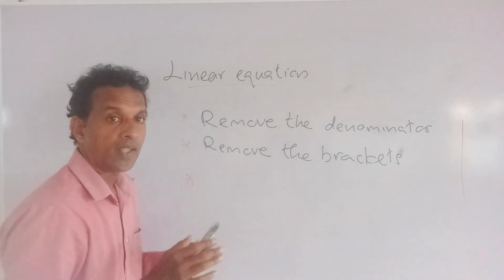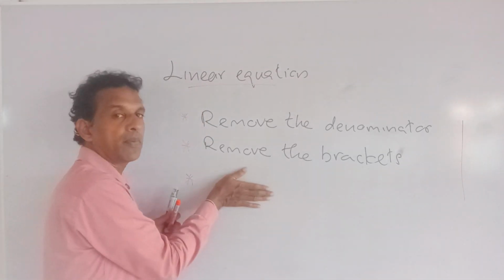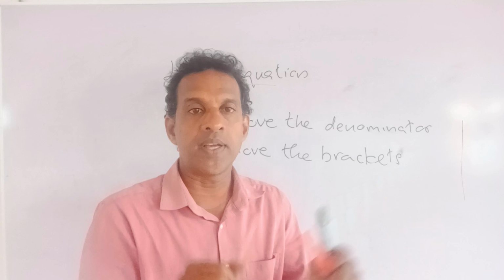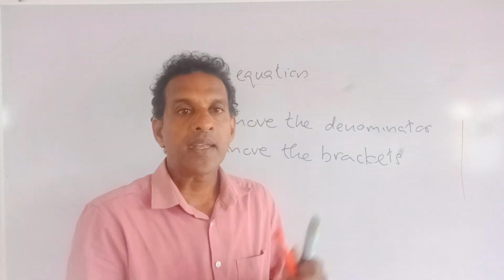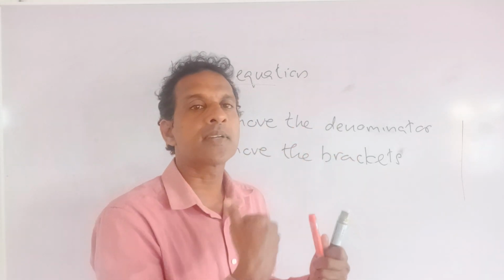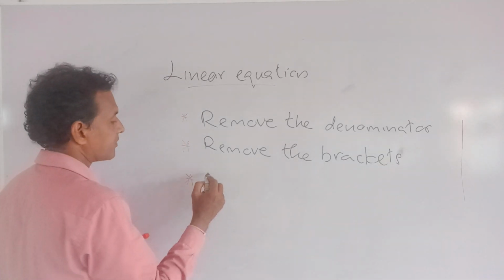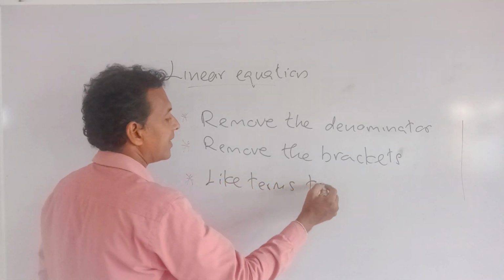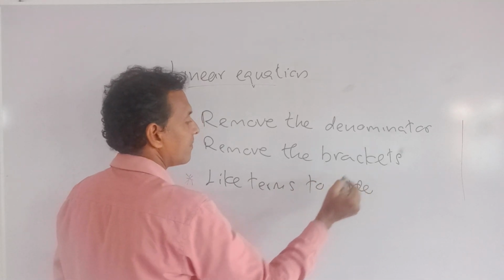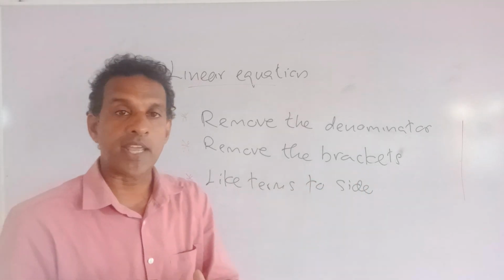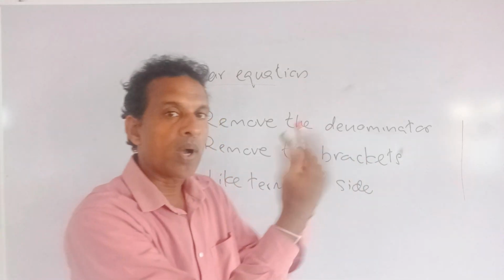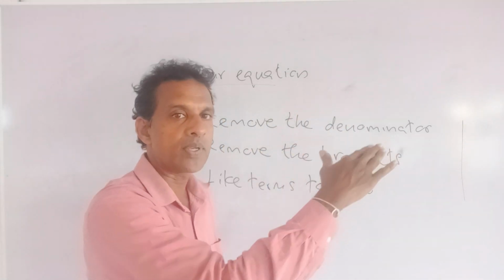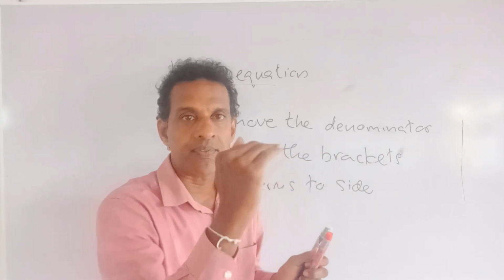And finally, remember the most important part here. If you see the variable on both sides of the equation, take all the like terms to one side. So the next step is like terms to one side. When we say like terms to one side, it means all the variables to one side, the numbers to the other side. These are the only two types we have in the equations, the letters and the numbers.